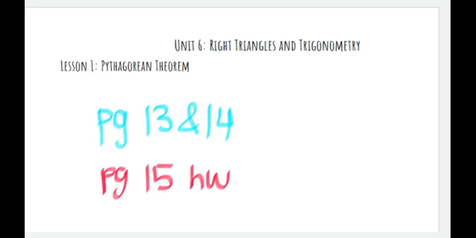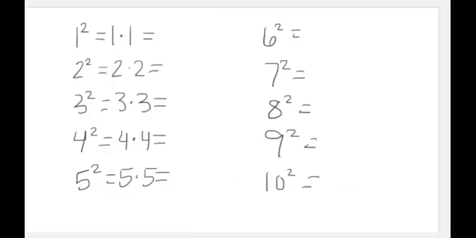We are starting our 6th unit today. So it is all about right triangles. The guided notes will be on pages 13 and 14, and your practice will be on page 15. This series will be in chunks of videos so that you don't have to watch the entire thing at once. So the very beginning, before we even start, this is important information to understand.